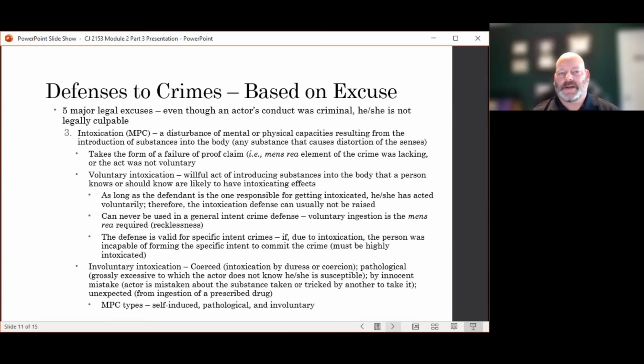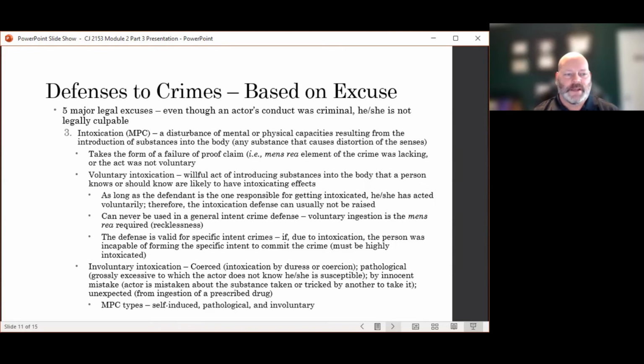The defense of voluntary intoxication can never be used in a general intent crime defense. Voluntary ingestion is the mens rea required. The defense is valid for specific intent crimes. If due to intoxication, the person was incapable of forming the specific intent to commit the crime, they can raise the defense, but they must be highly intoxicated.